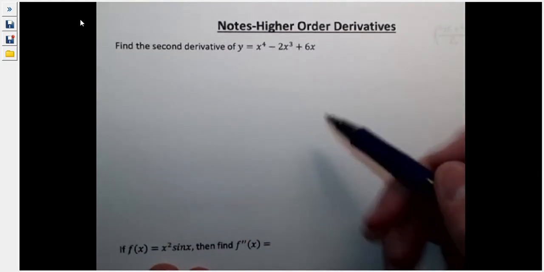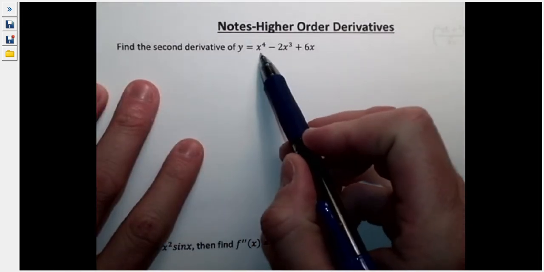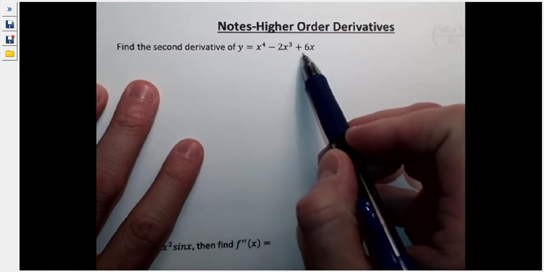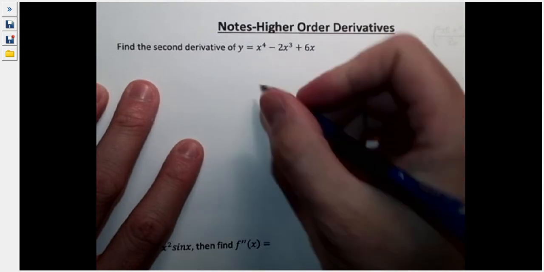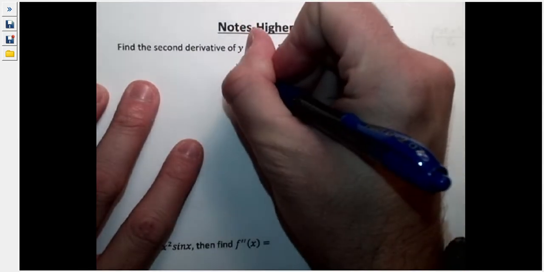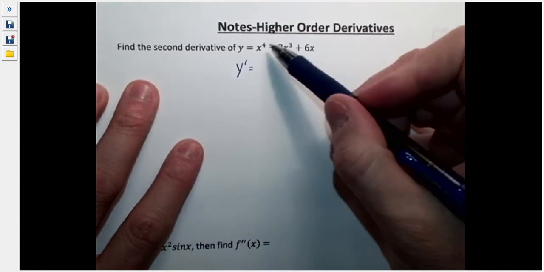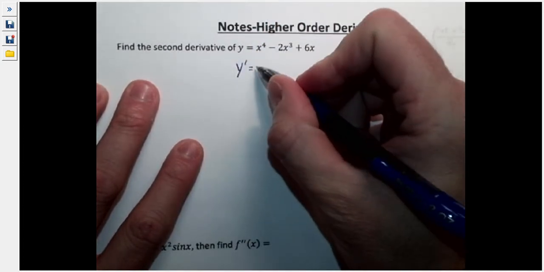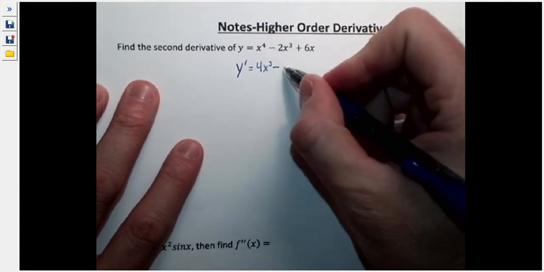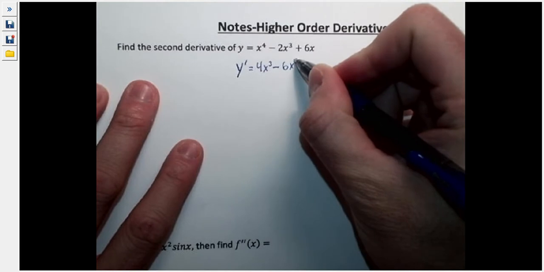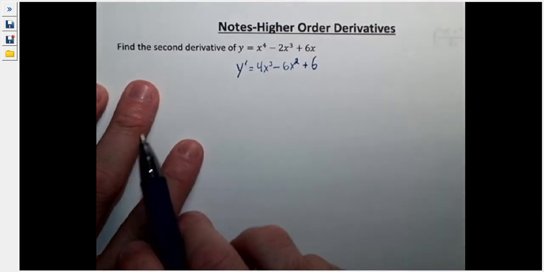Okay, so for instance, this first example says find the second derivative of y equals x to the fourth minus 2x cubed plus 6x. So to find the second derivative, I need to first find the first derivative. So the derivative of y is y prime. So we differentiate both sides. And the derivative is 4x cubed minus 6x squared plus 6. So this is the first derivative.